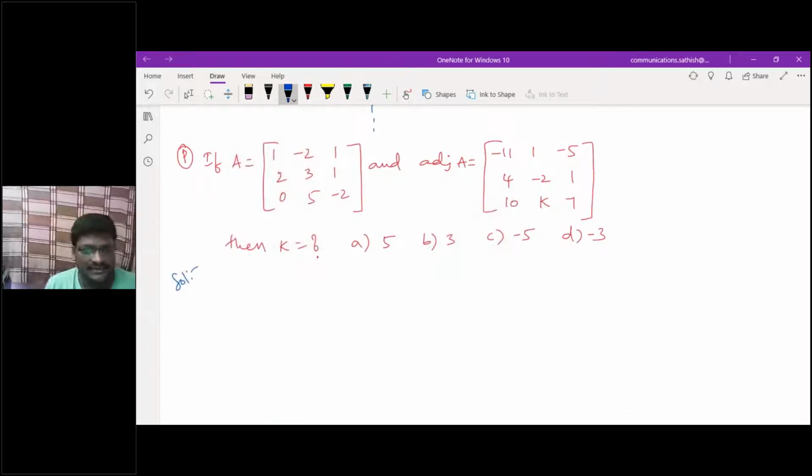They have given the matrix as well as the adjoint also. In the adjoint, they asked the value of your K. Give me the answer for that. Come on, tell me the answer for that. Yes. How will you people solve it?